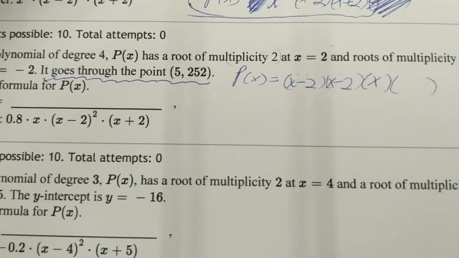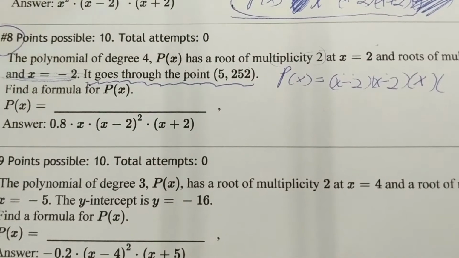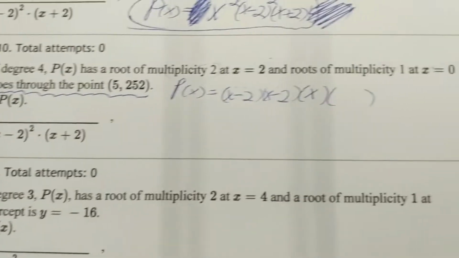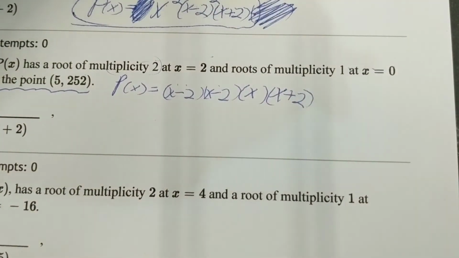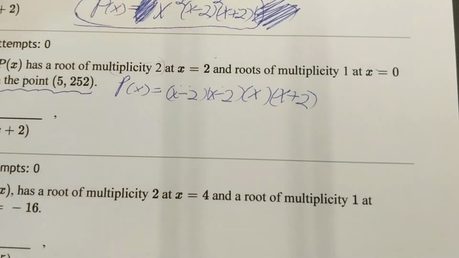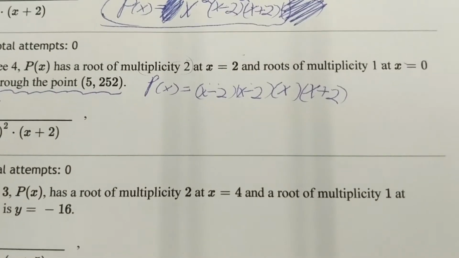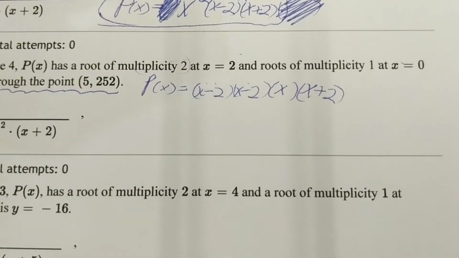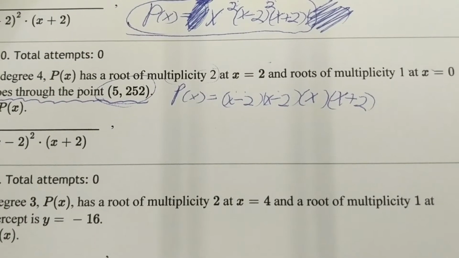And then also at x equals -2. That was part of the multiplicity one as well. So x equals -2. That's going to do an x plus 2. Very much like the last problem so far. Here's the only thing. In this situation, they also say beyond all that information, it goes through the point 5, 252.